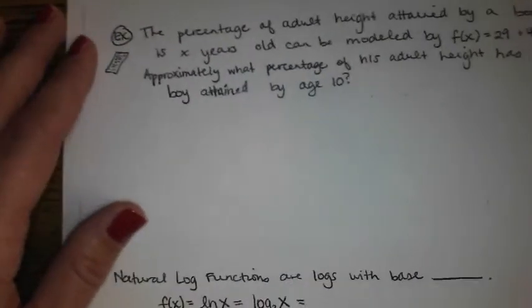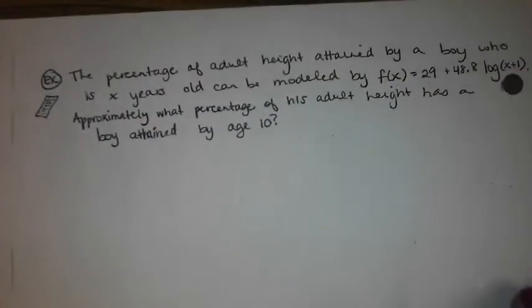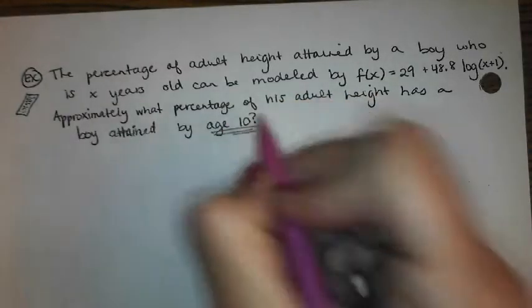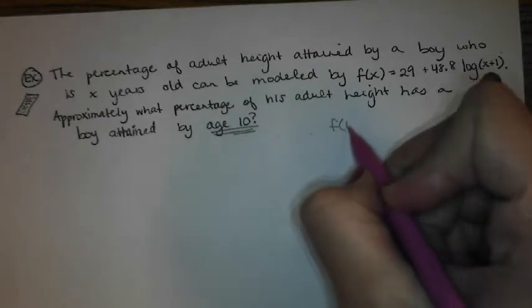What do we have here? Percentage of adult height attained by a boy who is x years old can be modeled by f of x equals 29 plus 48.8 log of x plus 1. Approximately what percentage of his adult height has a boy attained by age 10? So they're giving us age 10, so where are we plugging in the 10? x, we're looking for f of 10.